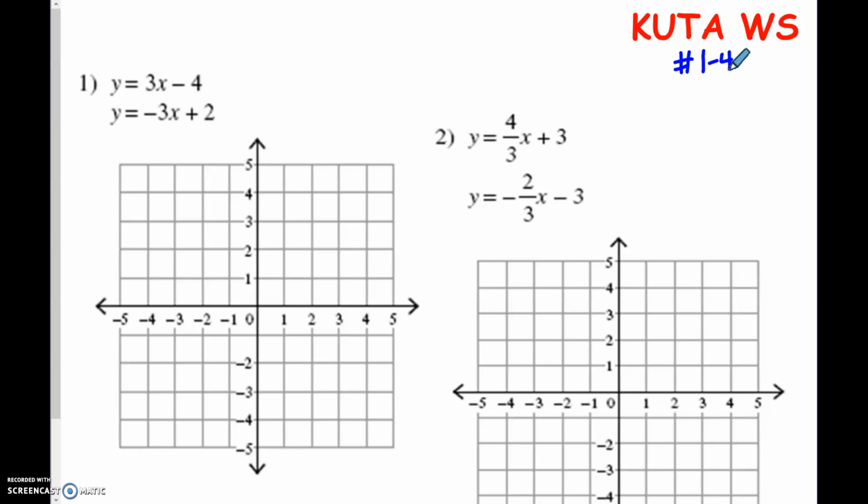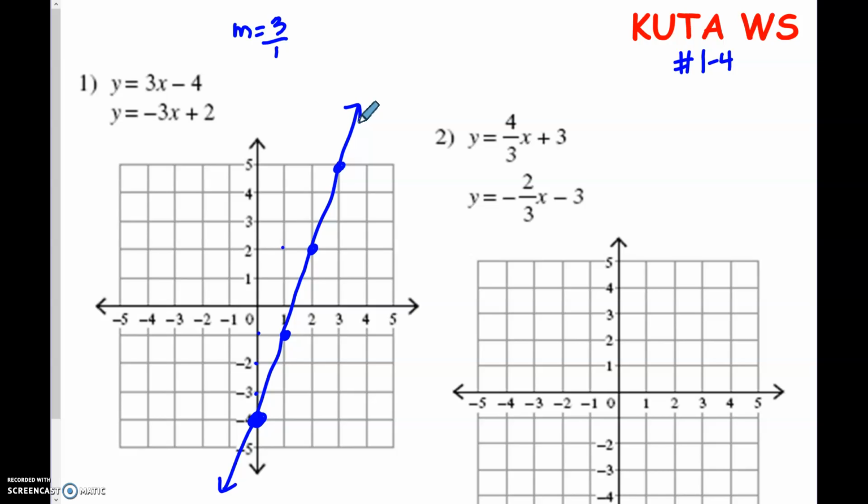So this first one, I'm going to do in blue. When we graph this, it is in slope-intercept form. So the y-intercept is -4, and our slope is 3. Remember, we put a 1 underneath it. So we're going to go up 3 and right 1 because they're positive. Up 3, right 1. Up 3, right 1. Then I'm going to connect my dots to get my line. Notice I make my line as long as the graph will allow.